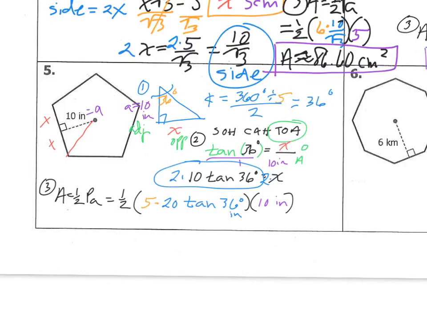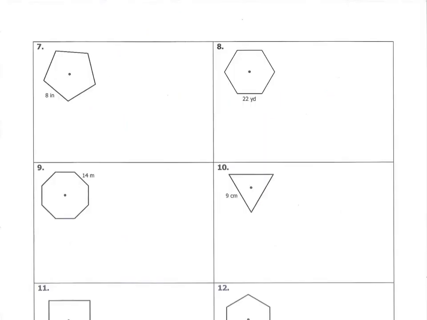And so then your area should come out to be approximately, because we're estimating, 363.27. And that's inches times inches, so it's inches squared. Okay? So we're going to skip 6 and flip the page. So we've got 2 more to do. We're going to start with 7.